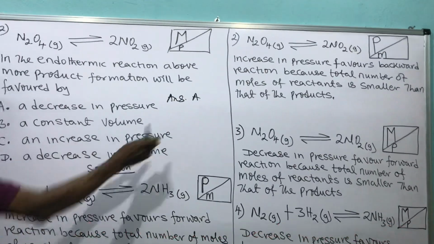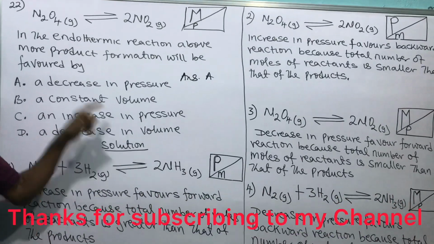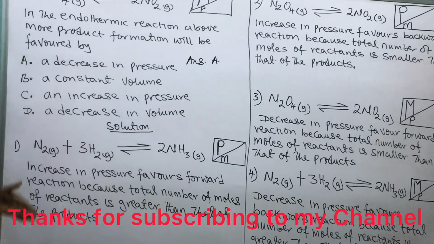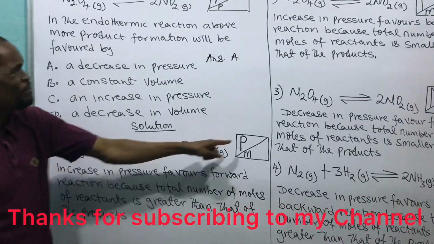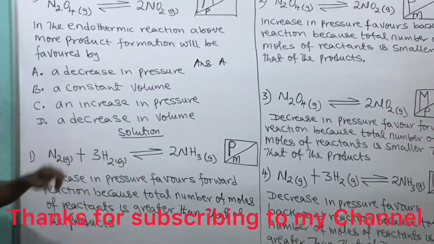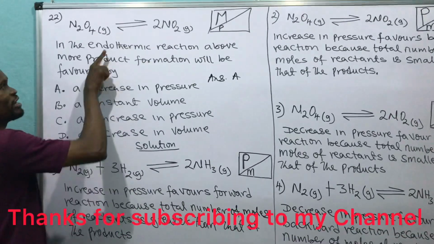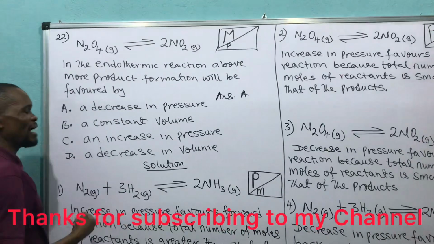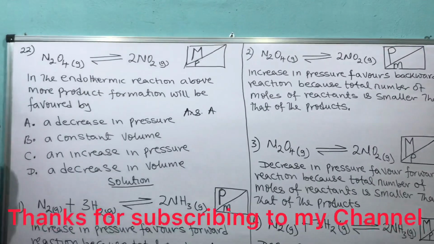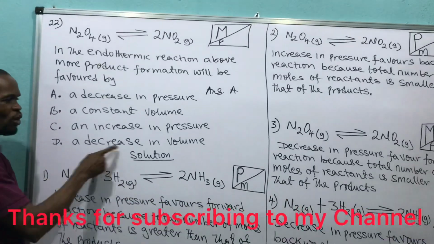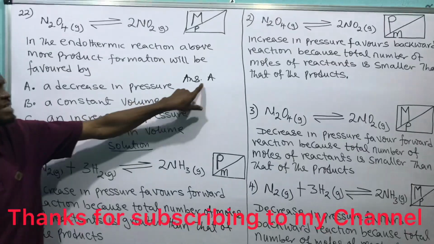Volume is not even involved here. If I increase the pressure, what is going to happen? It will favor the backward reaction. If I increase the pressure, it will go for the lowest mole. So increasing pressure here will favor the backward reaction, which is more reactant formation. Then decreasing in volume is out of the sense. So that's our answer. My answer is option A.